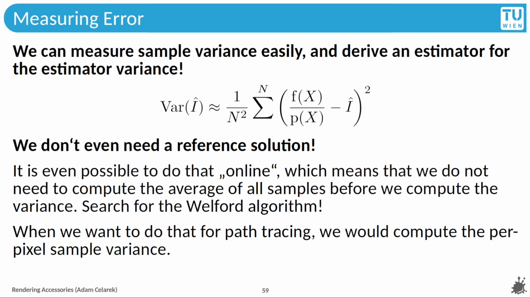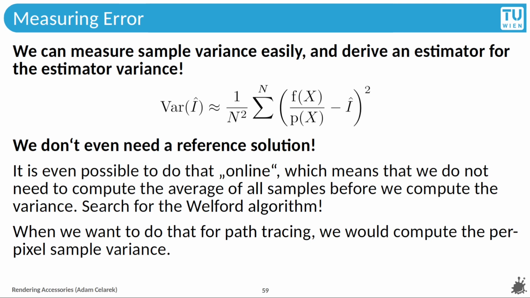In order to get an estimate of the estimator variance, we need to divide by n, so division by n squared in total. This process does not even require a reference solution. It is even possible to do that online, which means that we do not need to compute the average of all samples before we compute the variance. Search for the Welford algorithm. When we want to do that for path tracing, we would compute the per pixel variance.